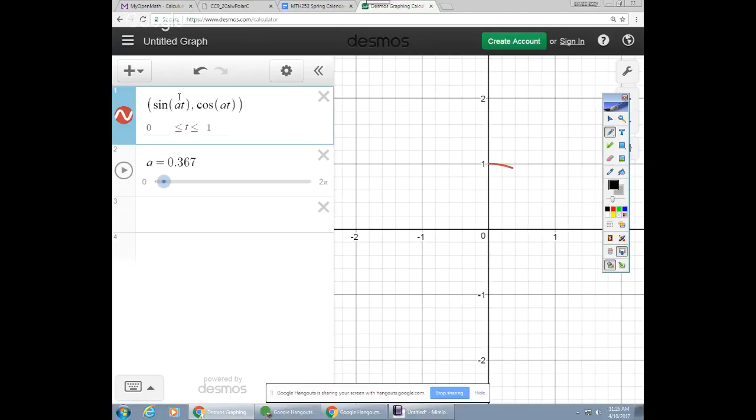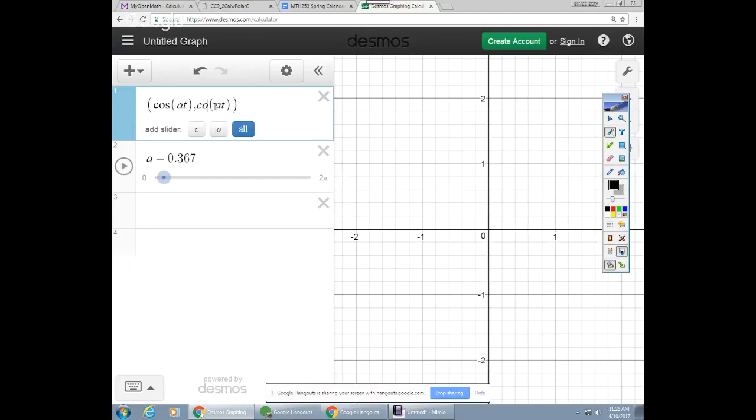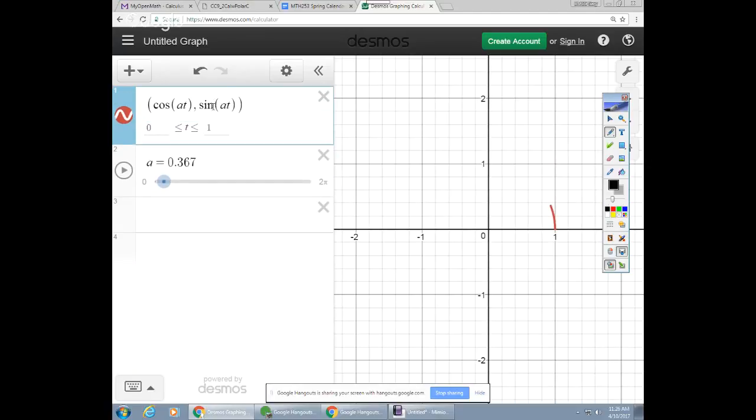I'm going to put it back to the traditional. Let's see, what did I have first? Cosine and sine. And instead, I'm going to see what happens if I make both of them negative. And so then I'm just saying, hey, go backwards that way.